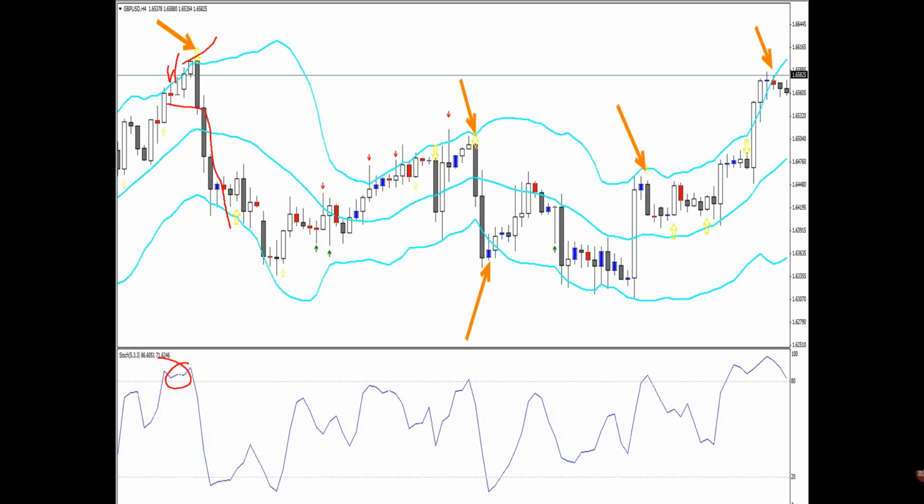Again, outside bar, yellow is outside bar, and you see this. Look at this point. Look at this point, swing. This is called a perfect swing trade.